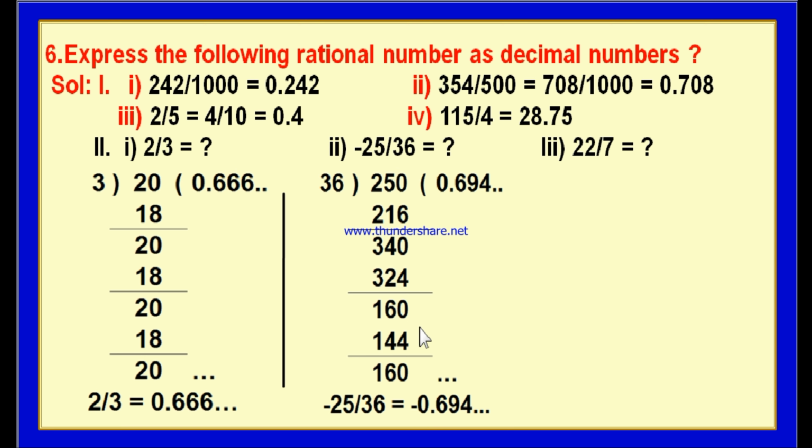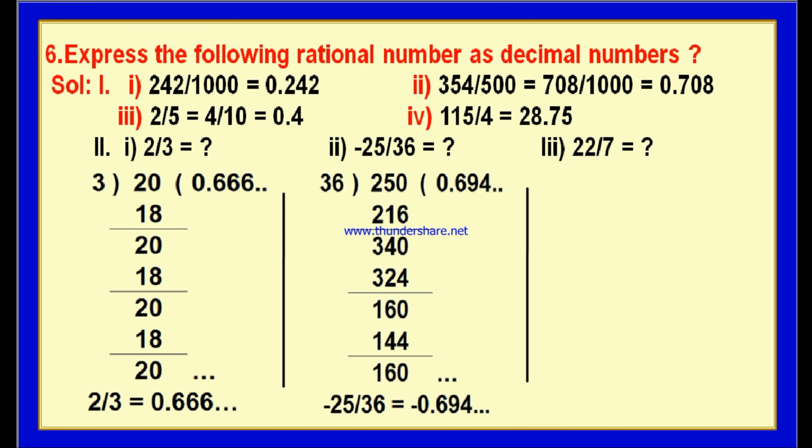You got 160 again. You got 16 here as remainder. Here also 16. 16 and 16 may repeat, so that here this 4 may repeat. In the quotient 4 may repeat, and in the remainder 16 may repeat. Therefore 25 by 36 is equal to 0.69444 and so on. This is also a non-terminating recurring decimal.